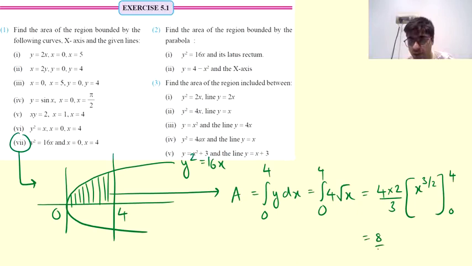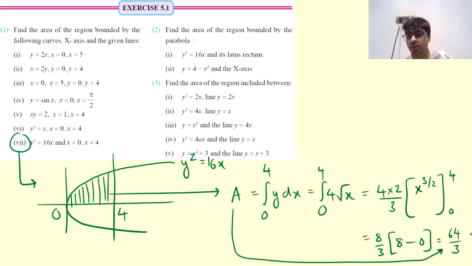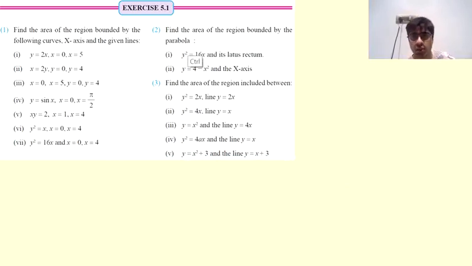So this is 8 by 3. You put a 4 in place of x, so you get 4 power 3 by 2, that is root of 4 and cube of it, which is going to be equal to 8, minus you put x as 0, so you will have a 0. The value of this term will be equal to 64 upon 3, and yes, that's the final value for the required area. Let's continue with the second main question.